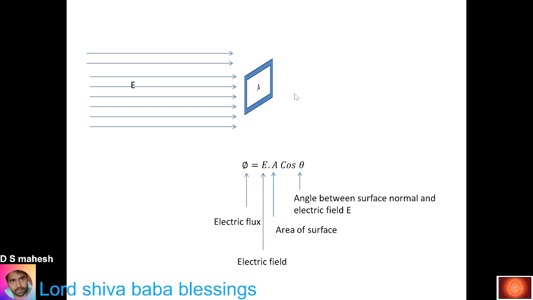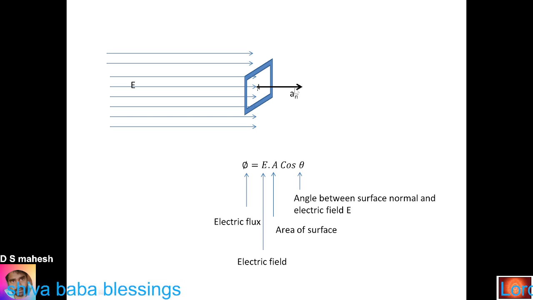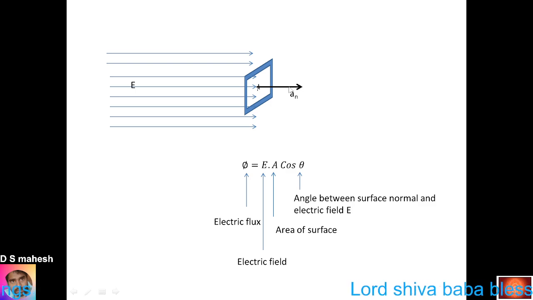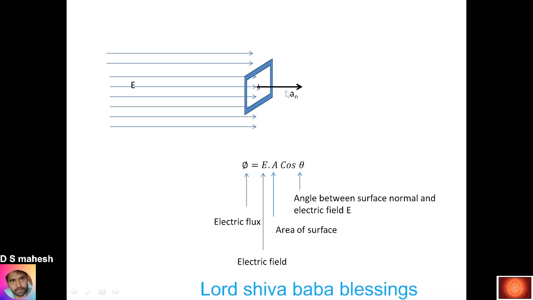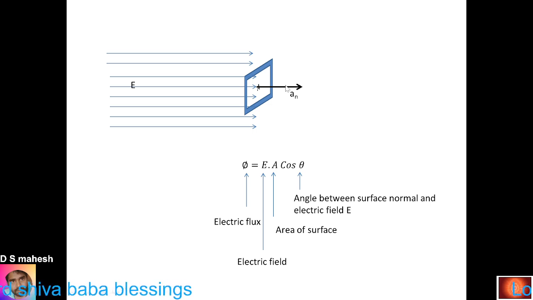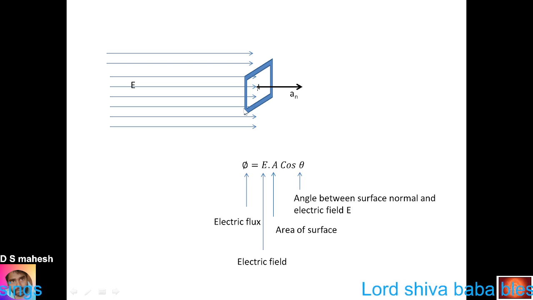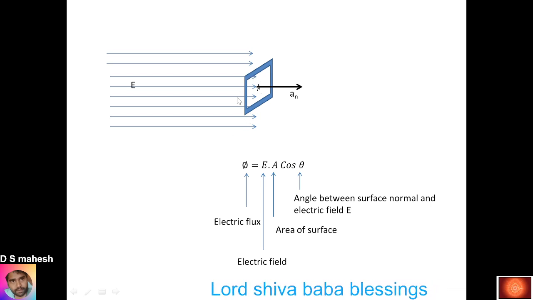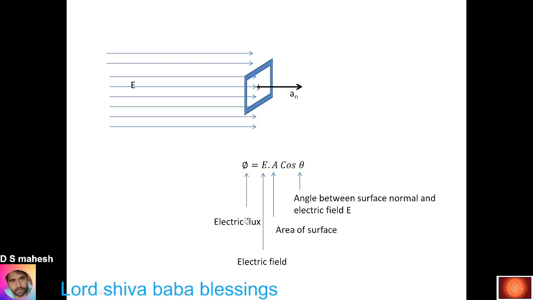So when I say normal to the surface, it is nothing but a perpendicular which is drawn to the surface. So that's called normal. So this is the normal to the surface. So electric field lines are trying to enter into this surface. So when you look over here, only some amount of electric field lines are entering and the others are remaining outside. So only the electric field that is captured by the surface will form the electric flux.